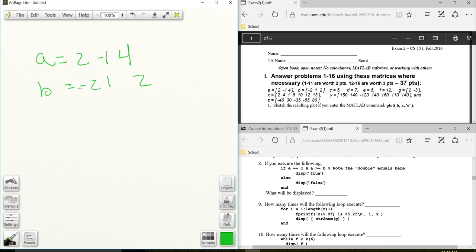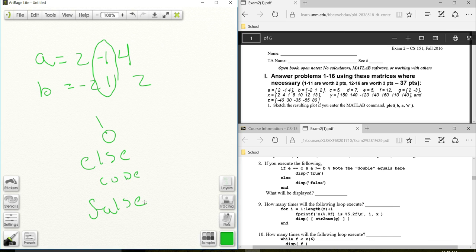We say A is greater than or equal to B. We're comparing them by position. So is 2 greater than or equal to -2? That's true. Is -1 greater than or equal to 1? No. This is where our problem is. And you're only as strong as your weakest link. So that whole if statement is going to send a 0, which means that we go to the else statement and we execute that code. And what's going to be displayed is false. And let's go check that on MATLAB just in case.